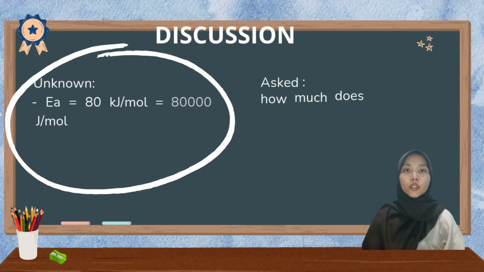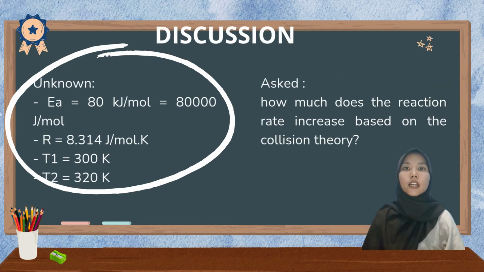Let's now discuss how temperature affects the reaction rate using the Arrhenius equation. We are given: 1. activation energy, Ea, equals 80 kJ per mole or 80,000 joule per mole. 2. The gas constant equals 8.314 joule per mole Kelvin. 3. Temperature 1 is 300 Kelvin and temperature 2 is 320 Kelvin.